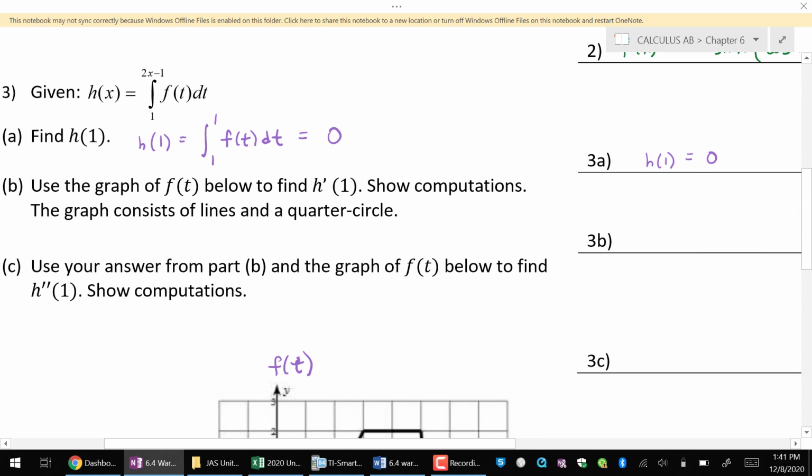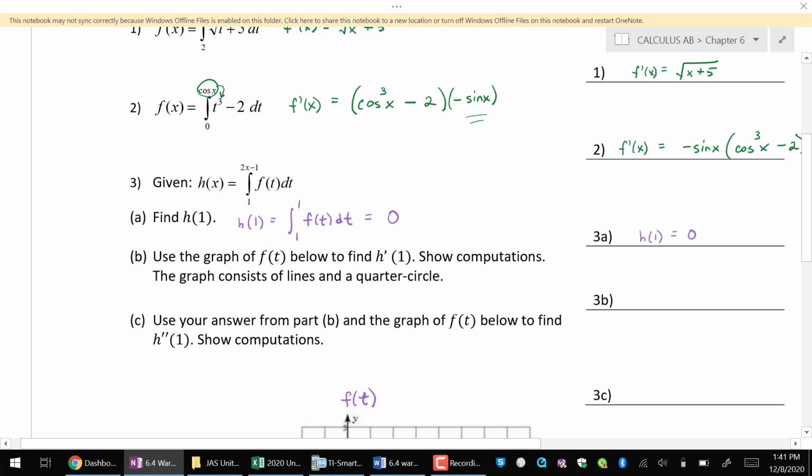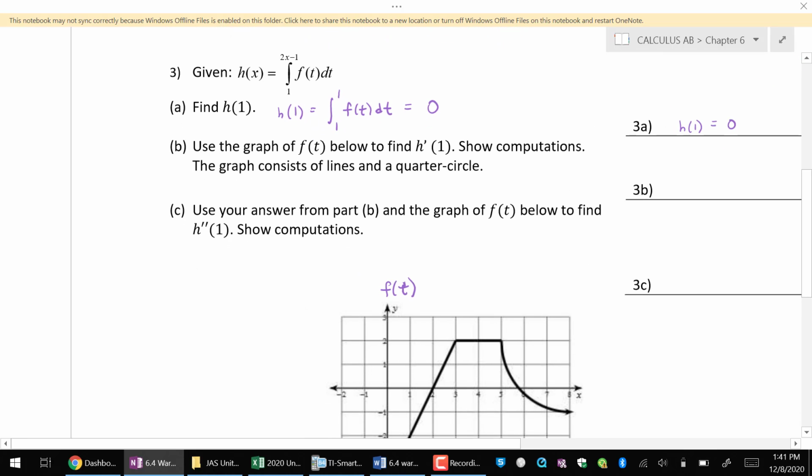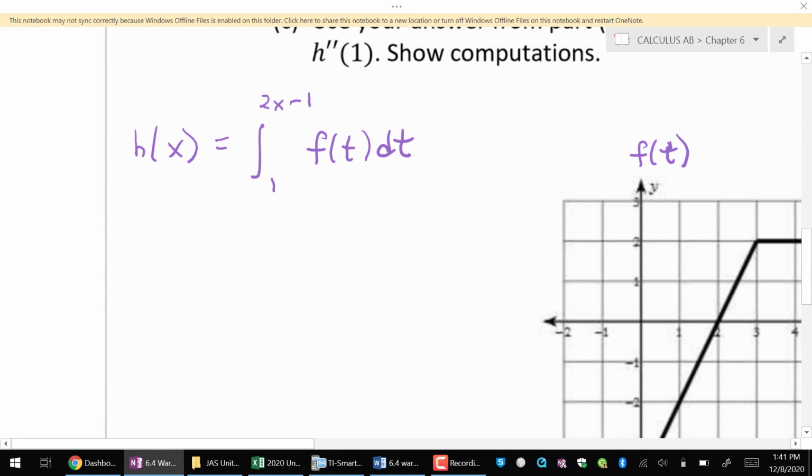Well, let's not worry about h prime of 1 until we first have established what the definition is of h prime of x. And for that, I'll need a little bit more space. So let me come down here, and I'll write down my integral again. I'll just recopy it. H of x is defined from 1 to 2x minus 1 of f of t. But I want now h prime of 1. So let's find h prime of x.